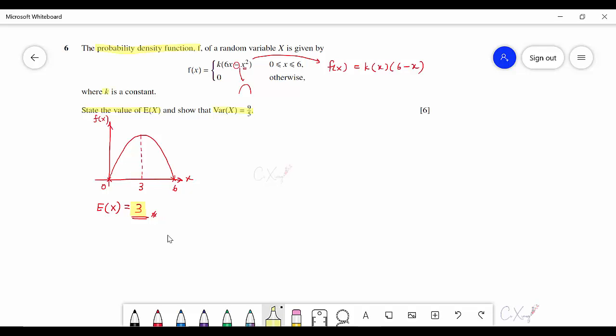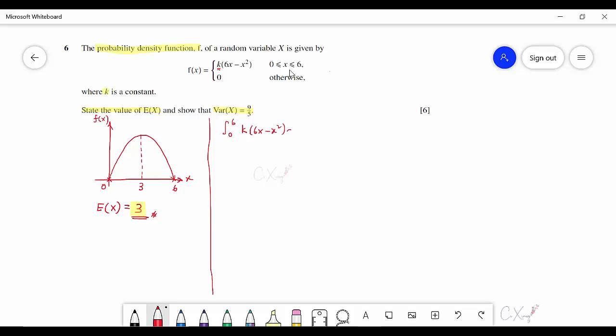Then after that, they want us to show that the variance of x equals 9 over 5. Before we can find the variance of x, we need to find the value for k first, which is a constant here. So how can we find k? We can apply one important property: when you integrate from 0 until 6, that means you integrate the whole domain for the function given, and you should get the area under the graph, which is equal to 1, or the probability equals 1, because it denotes the whole area that we consider.